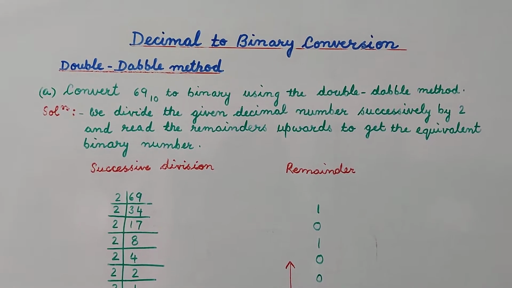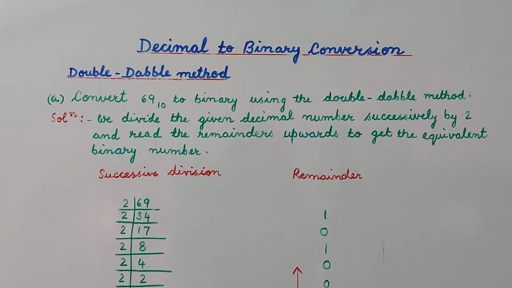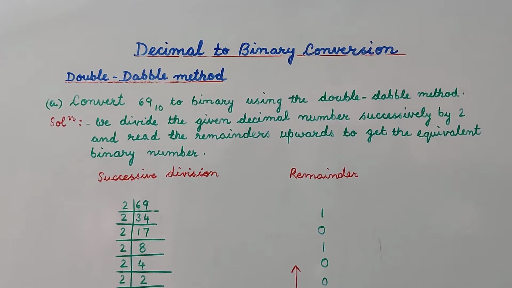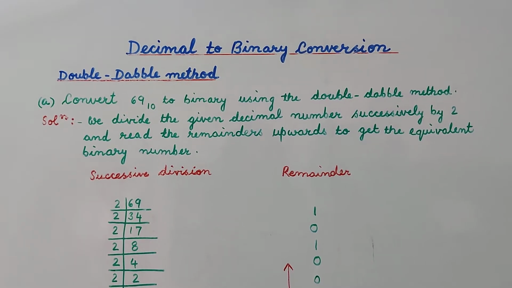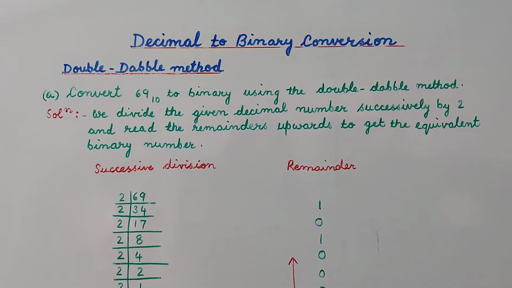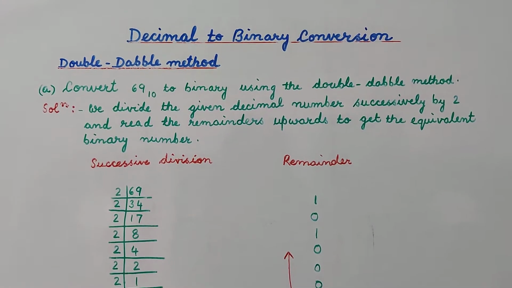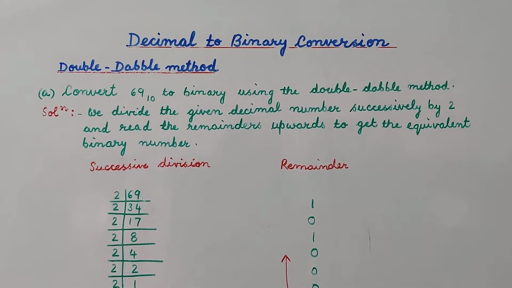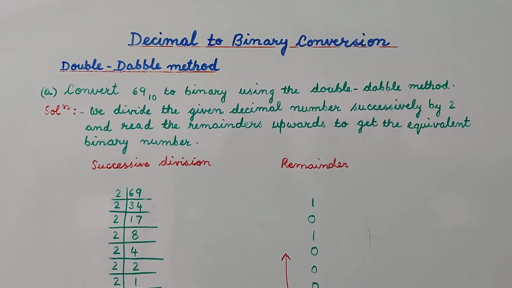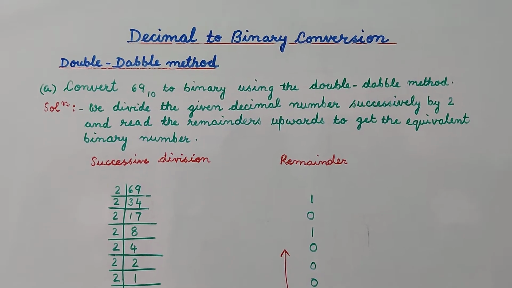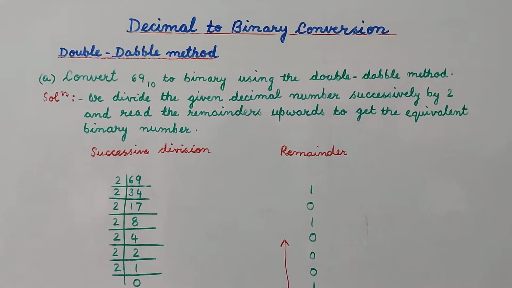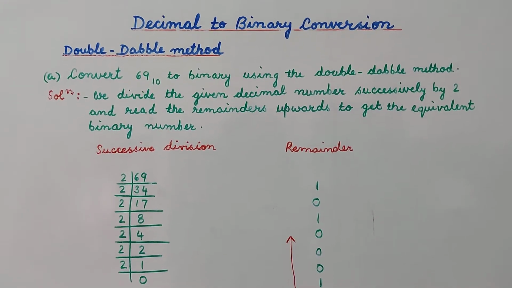In the previous lecture, we discussed the binary to decimal conversion. In this lecture, we will discuss the decimal to binary conversion. In order to convert a decimal number to binary, we will follow the double dabble method. So let us understand the double dabble method for converting a decimal number to binary. We will understand this with the help of some examples.